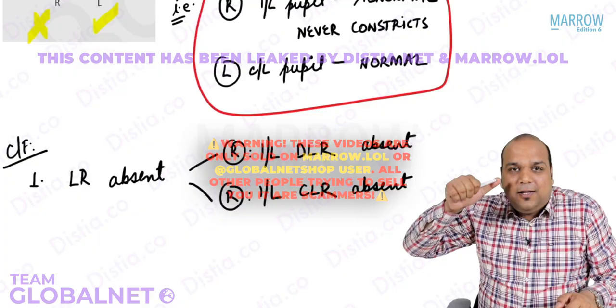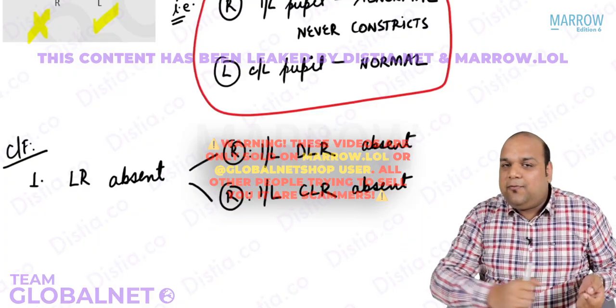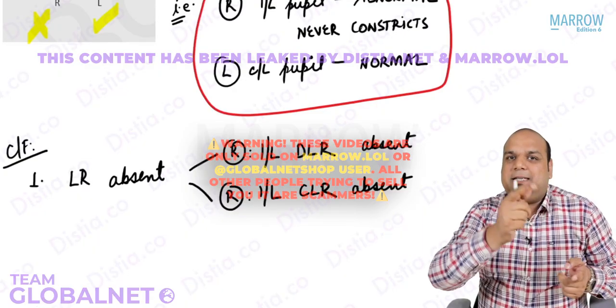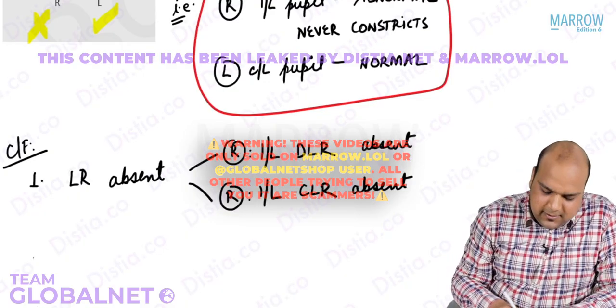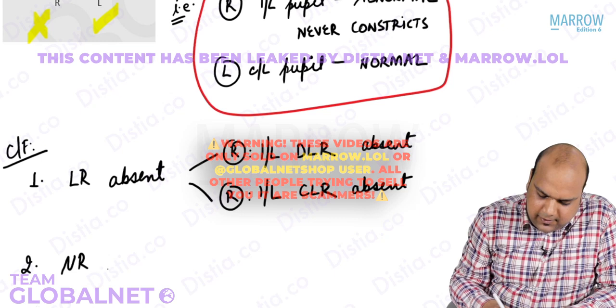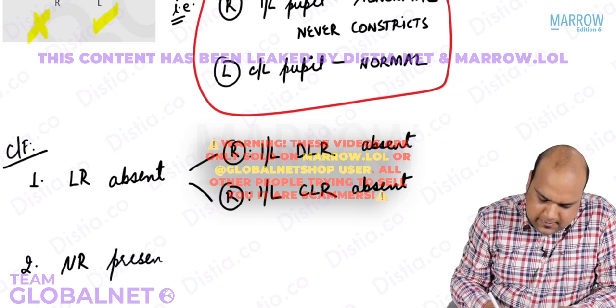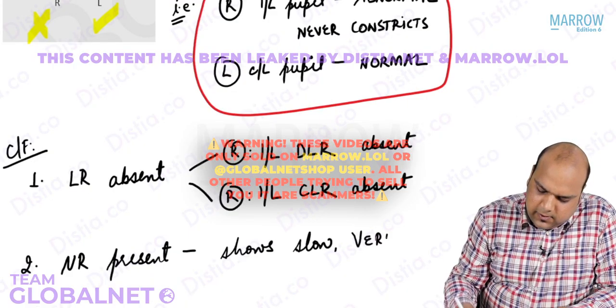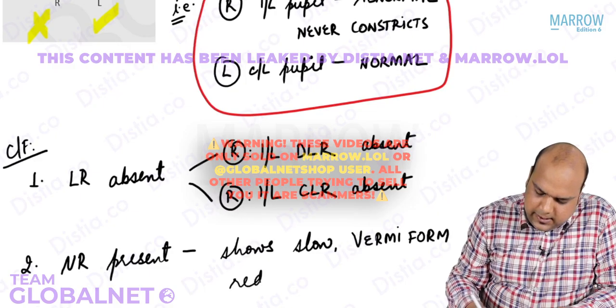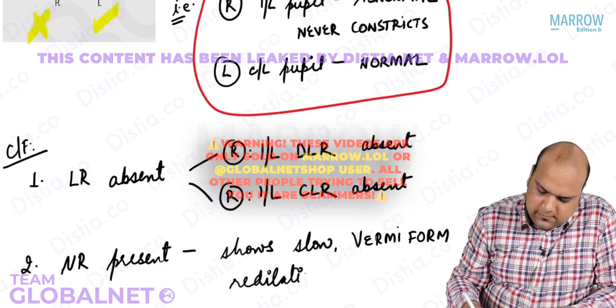When I throw light on the left side, consensual. When I throw light on the right side, ipsilateral direct light reflex. Okay, everybody? Done. Secondly, near reflex is present but shows slow vermiform redilating movements.